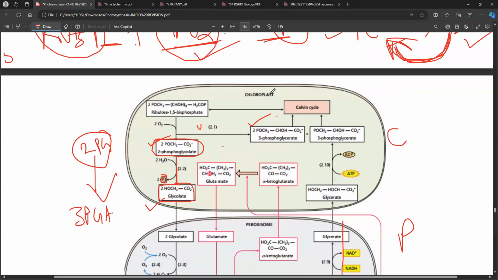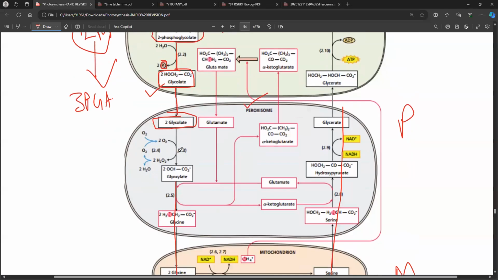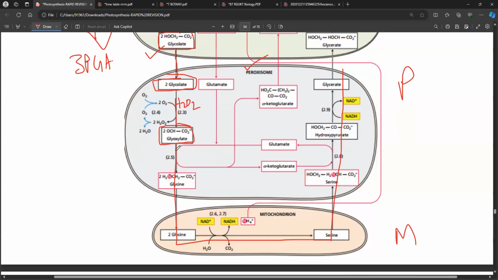Now the glycolate leaves the chloroplast. This is the question they directly asked in the exam: which is the first metabolite entered into the peroxisome? The answer is glycolate. So glycolate leaves the chloroplast and enters the peroxisome. Now what happens to this glycolate? It combines with hydrogen peroxide and is converted into glyoxylate. Now this glyoxylate is converted into glycine.